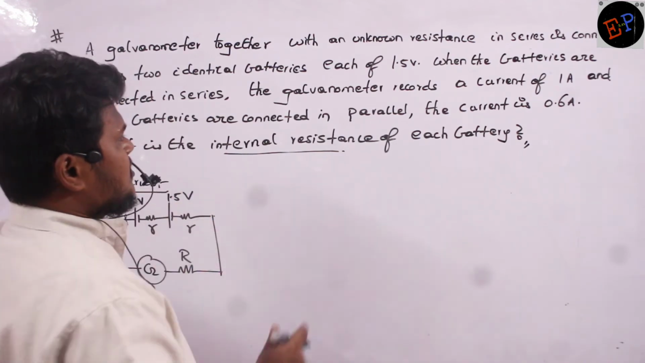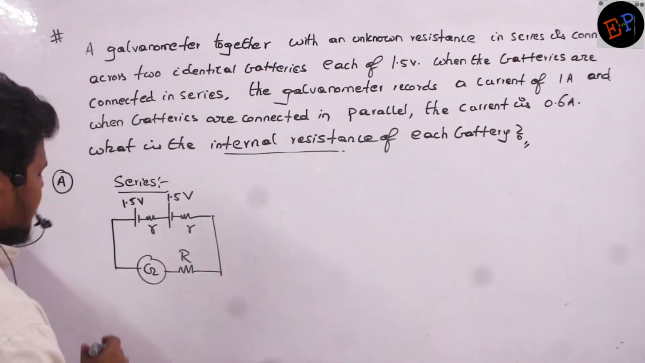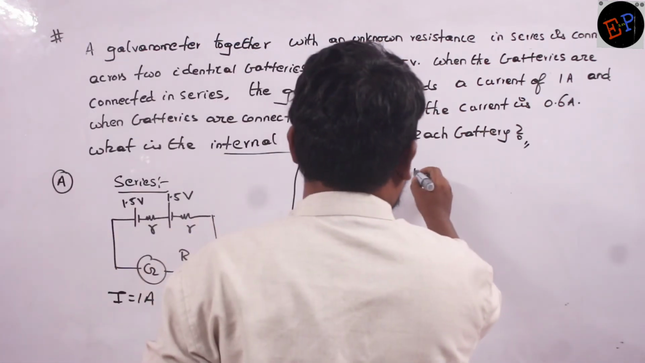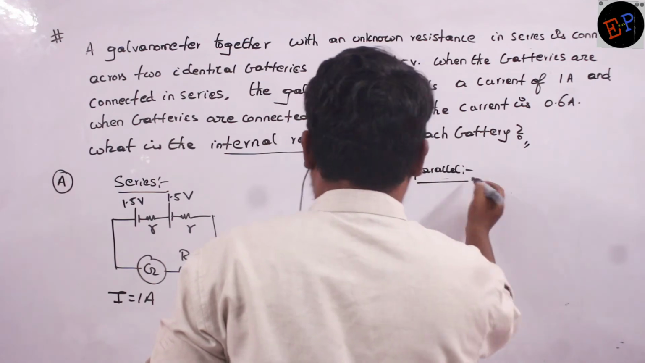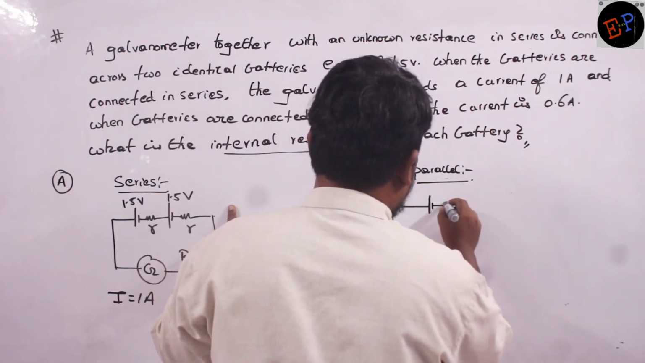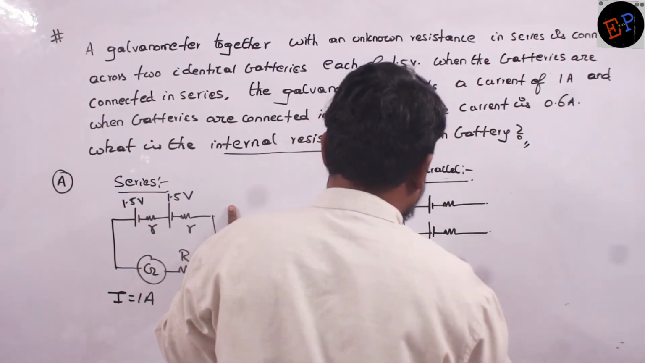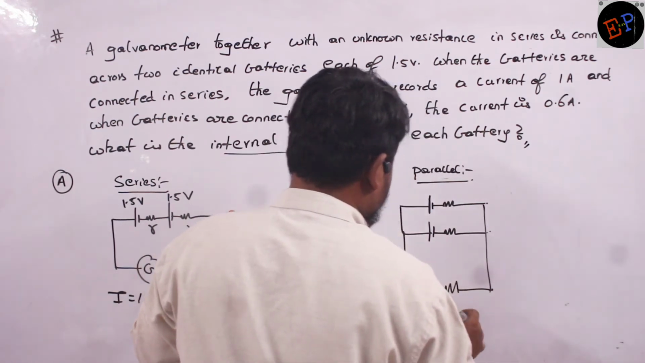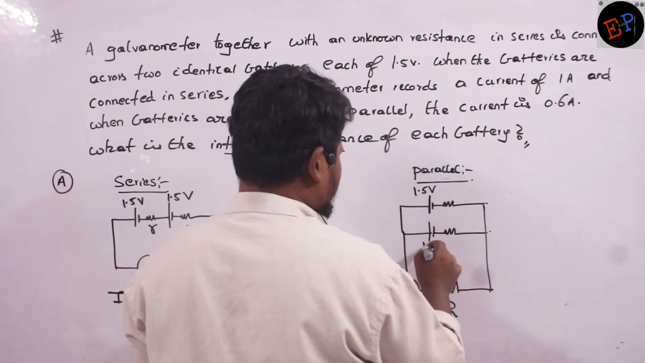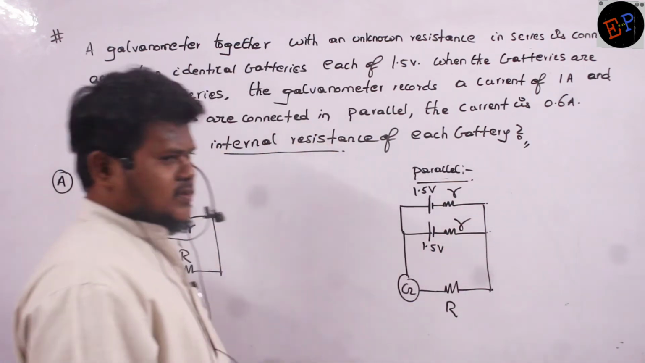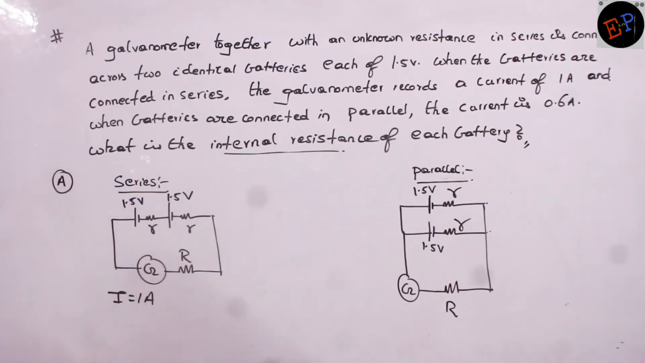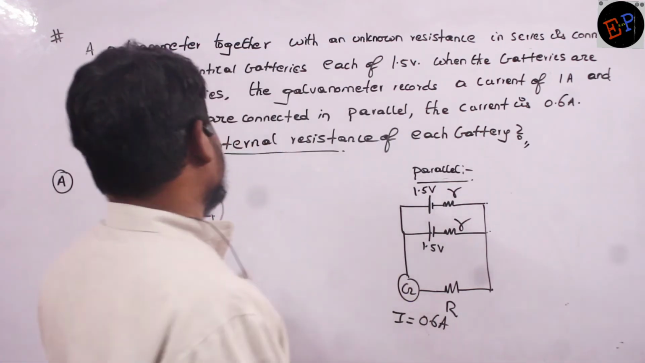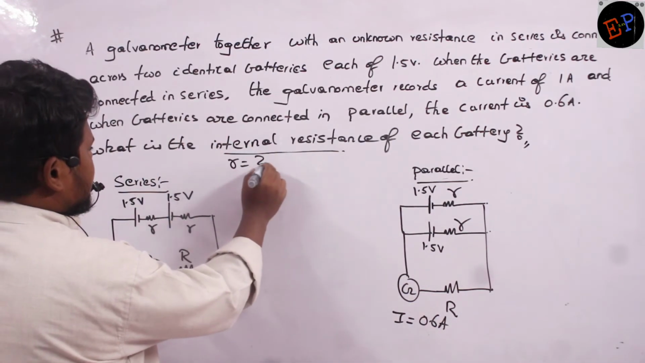Next, when the batteries are connected in series, the galvanometer records a current I of 1 ampere. And when the batteries are connected in parallel, I have to draw the parallel connection. This is a cell with its internal resistance, another cell with its internal resistance, and both are connected to the galvanometer and an external resistance R. So 1.5 volts, 1.5 volts, internal resistance R and R. This is the series connection and the parallel connection. Now in this, the current flowing is 0.6 amperes. He is asking us to find the internal resistance R.